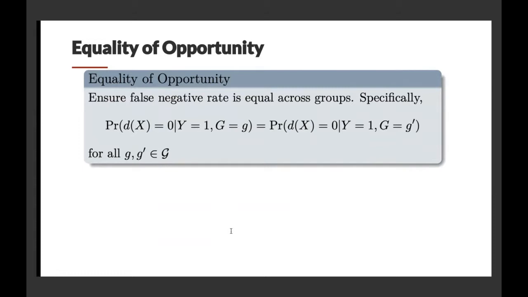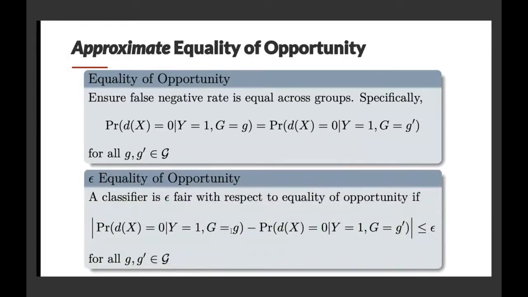Now, from a practical perspective, it's very hard to perfectly meet a condition like this, and it might not even be desirable because, as we'll see later, fair classifiers usually come at a pretty high cost in terms of accuracy. So instead, what we look at is an approximate version of this. So instead of making sure that the false negative rates are exactly even, we just ensure that the difference is within some sort of epsilon.